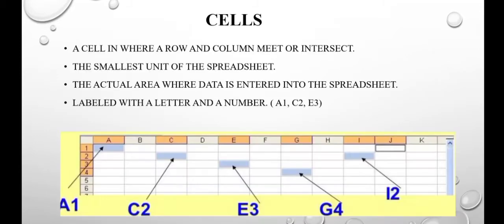Okay, next one is cells. A cell is where a row and column meet or intersect. Like A1, the smallest unit of a spreadsheet. The actual area where data is entered into the spreadsheet.